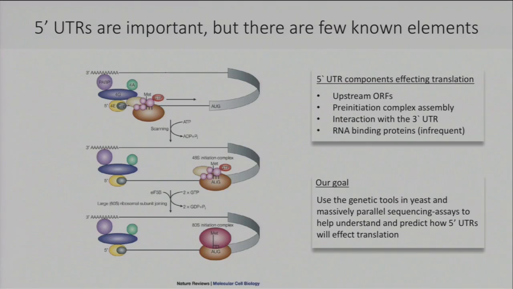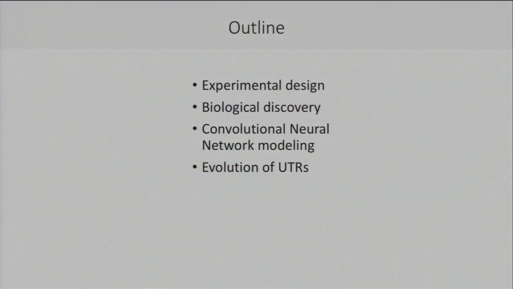So we want to use the genetic tools that yeast provides us and this capacity to work with really large libraries, and see if we can predict how any sequence in that 5' UTR will affect translation of the gene. So just a quick outline, I'll talk about the experimental design. We'll do a sanity check on our assay to make sure the biology is there, and extensions of that. Then we're going to talk about modeling of our library using a convolutional neural network. And then after that, the brand new part that we're still looking at is, can we evolve UTRs to be better translators?